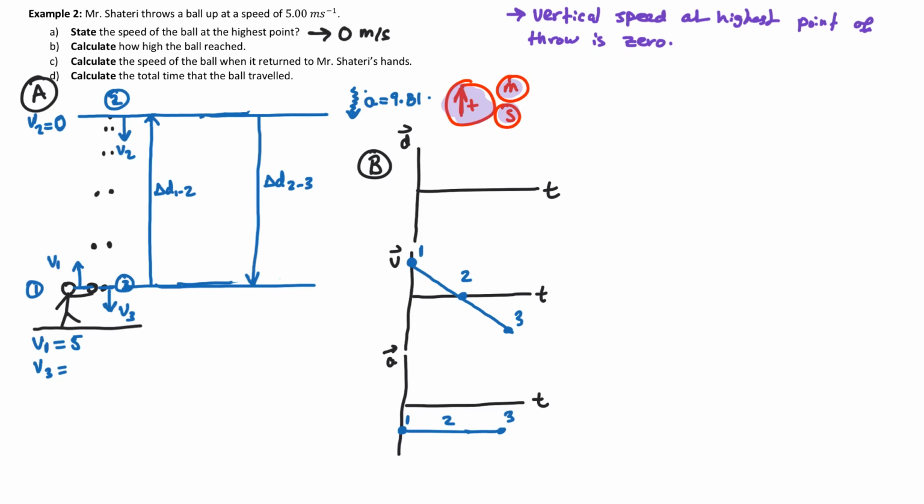Okay, now I have to look at my position. Let's imagine that our reference point is right at Mr. Shatteri's hand. So we start right at Mr. Shatteri's hand. Later on, at stage 2, I've taken up to be positive, so everything above my hand is positive and everything below is negative. At stage 2, the ball is up compared to the reference point, so it's going to be somewhere here. I'm going to put a dot right there. And at stage 3, the ball is exactly back at the reference point. So this is stage 1, stage 2, stage 3.